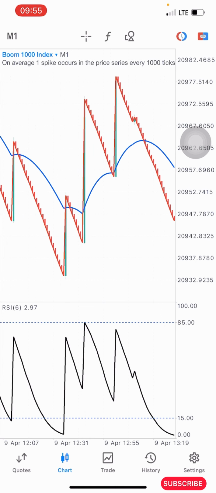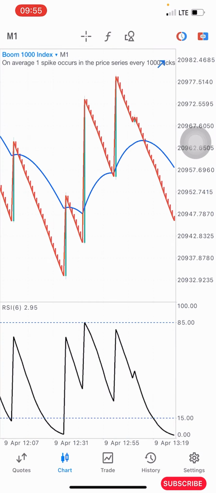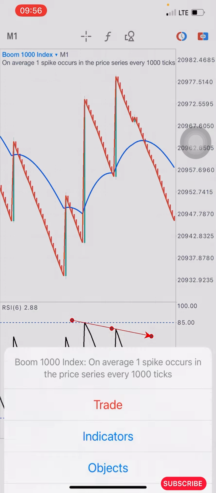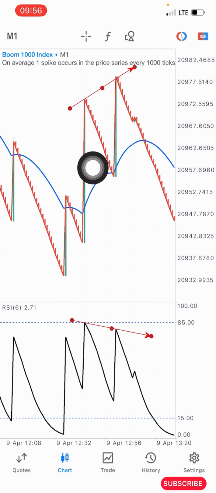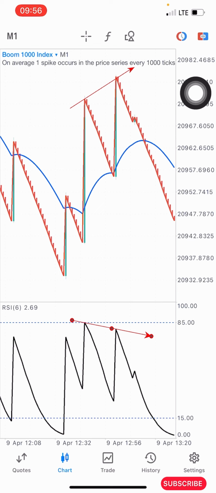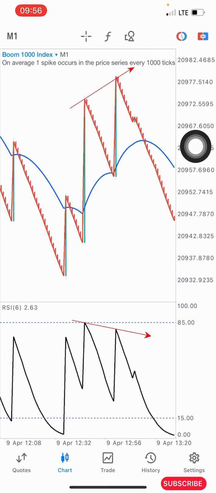All right, guys, you can see there is another divergence here. On the indicator window the arrow is facing down, while on the main chart the arrow is facing up, which means the price and the indicator are going in different directions, which is divergence. They are disagreeing.